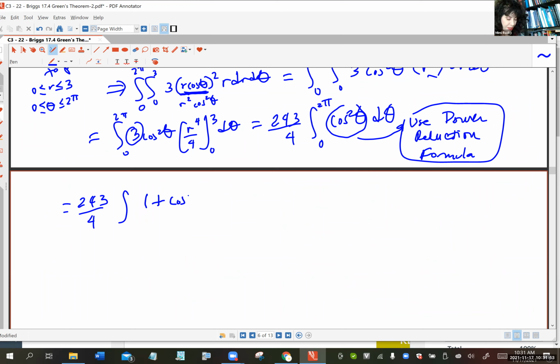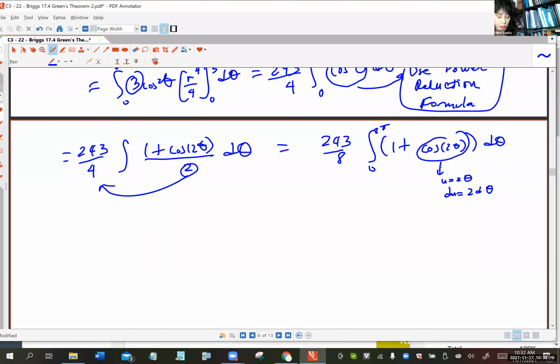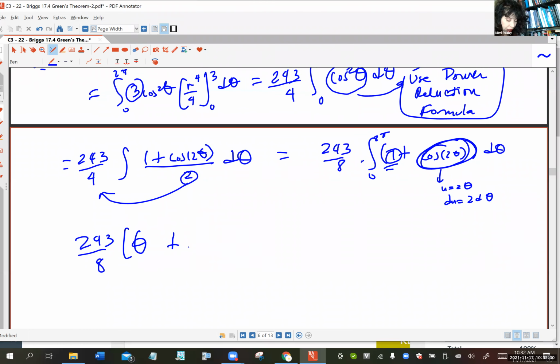So what is the power reduction formula for cos squared? I think it's 1 plus cos 2 theta all over 2. And then this half I'm going to pull out. So I'll have 243/8. A little bit easier when I don't have to worry about fractions. And then you're going to use u sub on the cos 2 theta because u is 2 theta and du is 2 d theta. So you need a factor of 2, but don't multiply the front here because you don't want to affect this 1. You only want to affect the second term. So when I do the integration, the antiderivative is going to end up being theta plus 1/2 sine 2 theta.